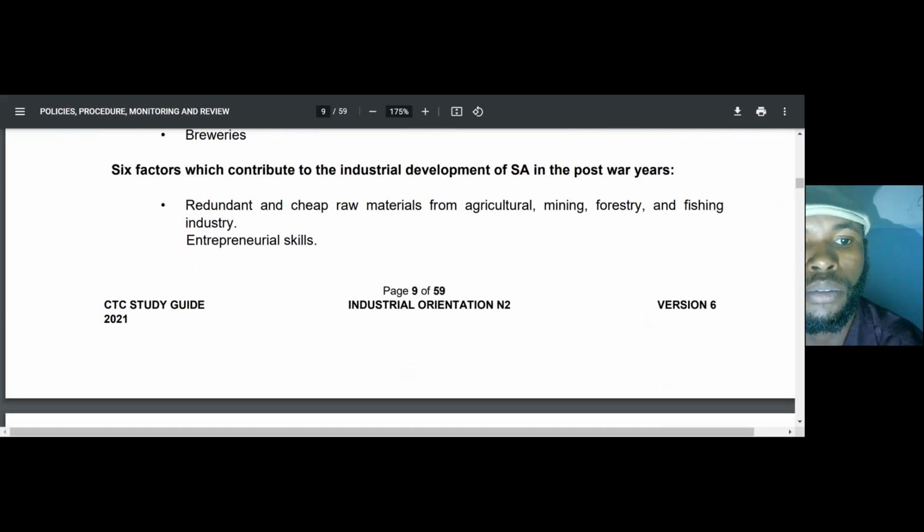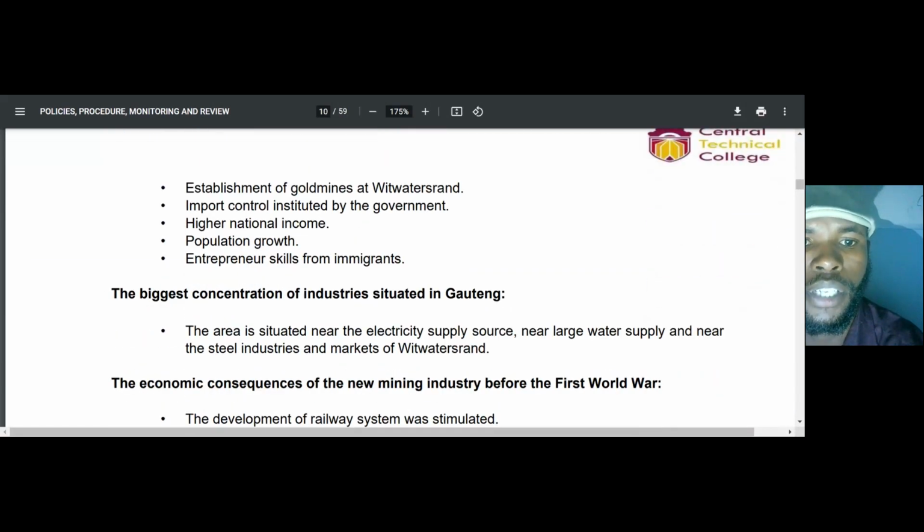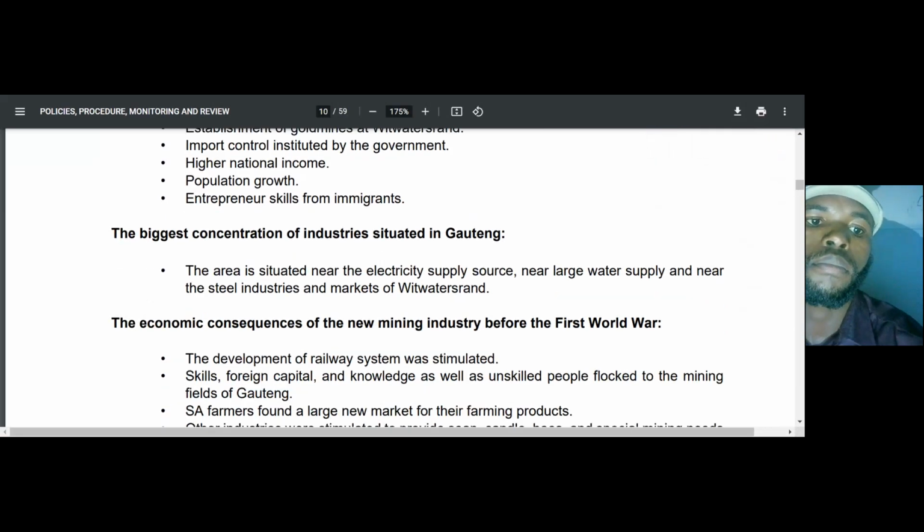What you can do in answering is just say: abundant and cheap raw materials from the agricultural, mining, forestry, and fishing industries; entrepreneurial skills; and again, establishment of gold mines at the Witwatersrand; import control instituted by the government; higher national income; population growth; entrepreneurial skills from immigrants.